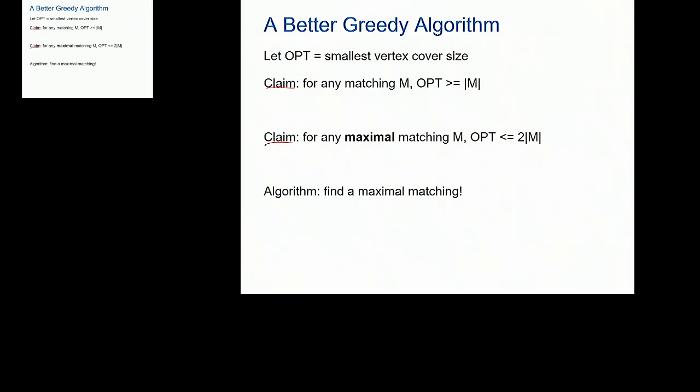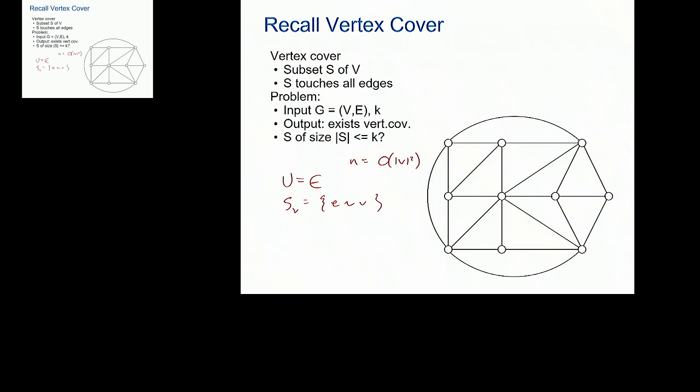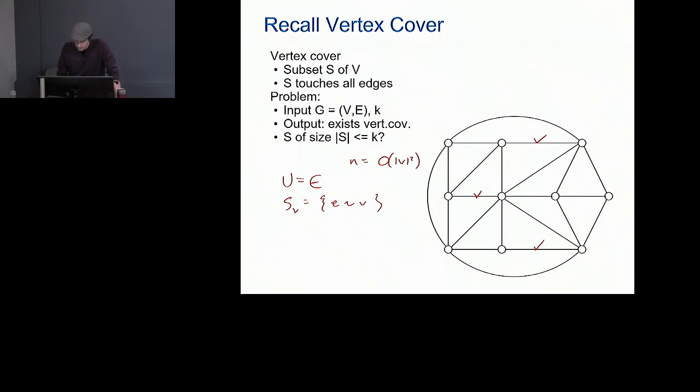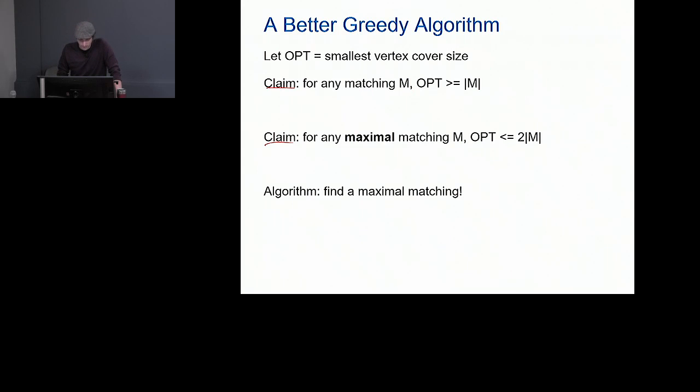Do you guys know what a matching is? A matching is a set of edges where no two endpoints are shared. So none of the edges touch each other. You can think of this as pairing up to do homework in pairs, right? So that's what a matching is. And I claim first that for any matching, the optimal vertex cover is at least the size of the matching. So the best vertex cover you could do has to at least be the size of this matching, for any matching that I find.